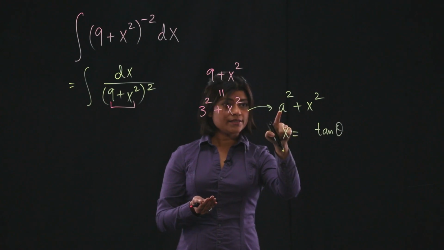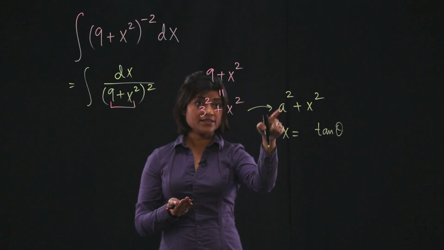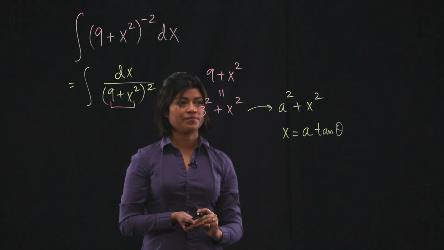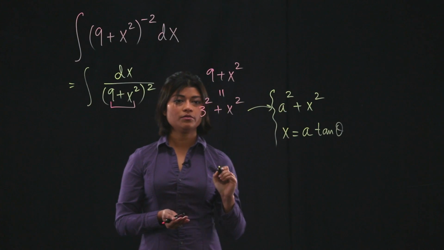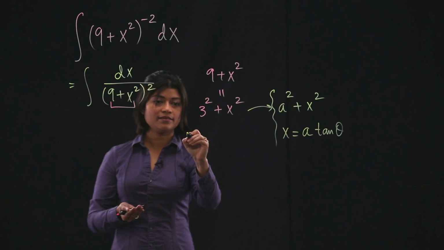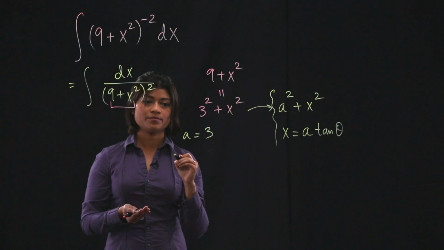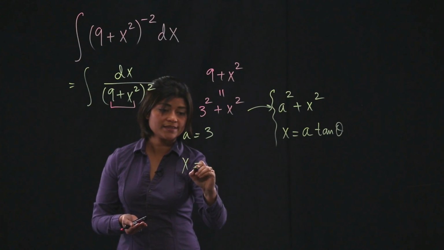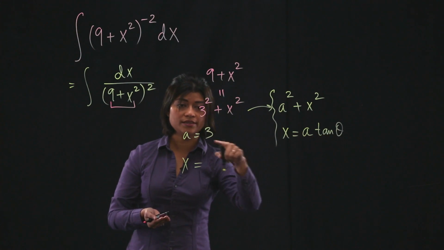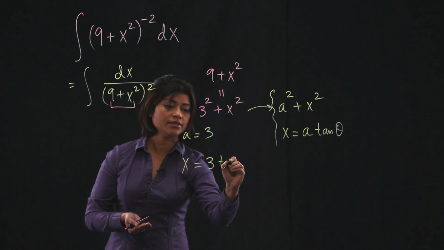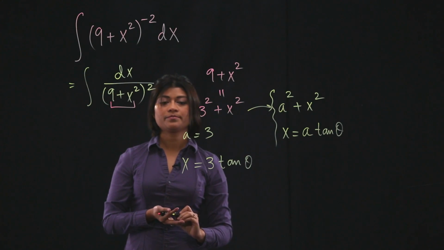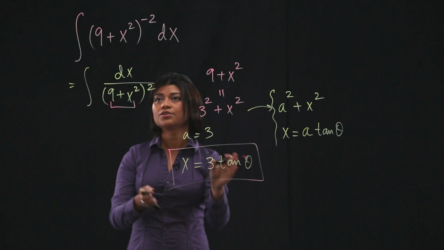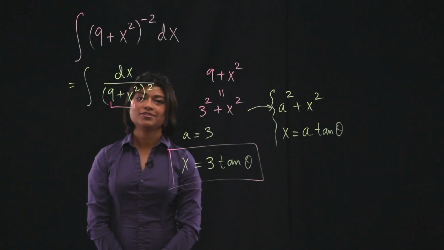But not just tangent, since you have the constant squared, a squared, you will have to use a times tangent theta, okay? So come back here, what is a? A is 3. So what will your trig substitution be? It'll be x is equal to a tangent theta, a is 3, so it'll be 3 times tangent theta. So this is the trig substitution that you will have to use in order to evaluate this integral.